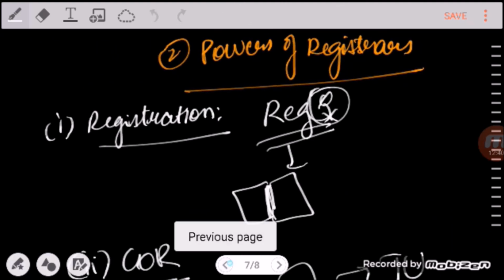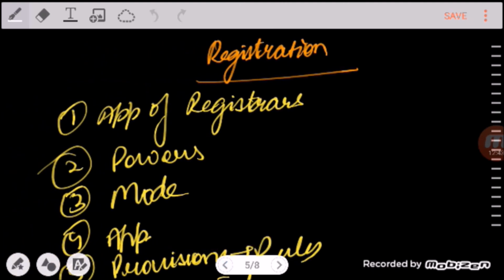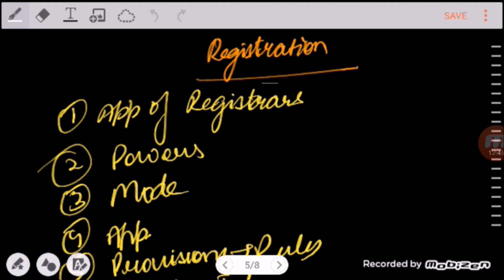So let us come to the steps. In registration we have discussed the appointment of registrars, then the powers of the registrars, then mode of registration, where we said that any 7 or more persons of a trade union may apply for registration. Then we discussed the application for registration, where we said that the application must be accompanied by rules and a statement containing the details of the members making the application, details of the office bearers, and the name of the trade union and address of the head office.